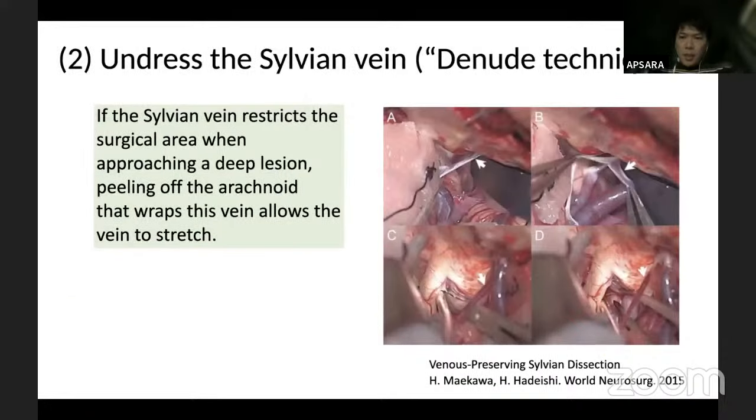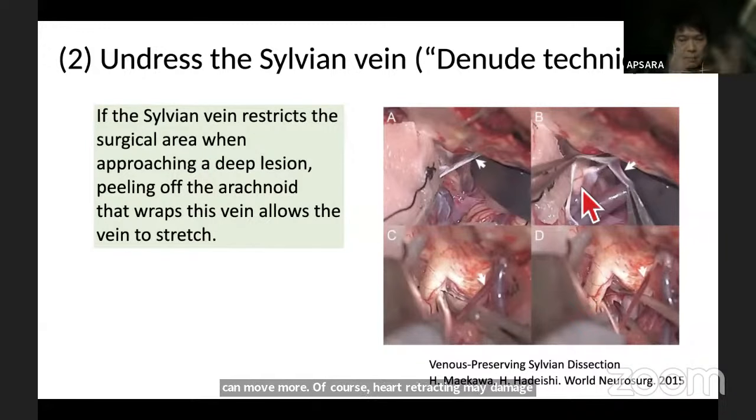Another thing is the so-called denude technique, which means undressing the Sylvian vein. Like in these pictures, sometimes the bridging vein is interfering with your vision. At that time, you just undress the arachnoid membrane from the bridging vein and cut there. Then this vein can move more. Of course, hard retracting may damage the vein, but you can get 1 or 2 millimeters more retraction by this technique.